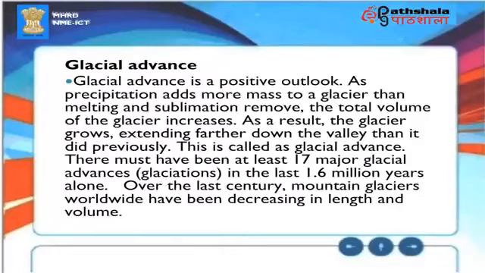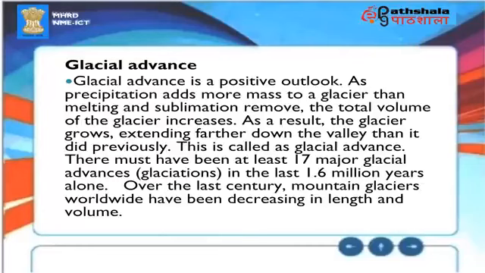Glacial advance. Glacial advance is a positive outlook. As precipitation adds more mass to a glacier than melting and sublimation remove, the total volume of the glacier increases. As a result, the glacier grows, extending farther down the valley than it did previously. This is called glacial advance.